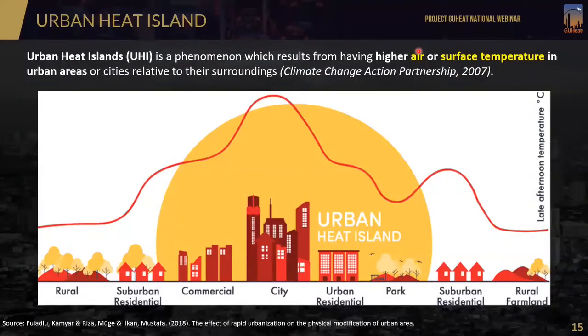So urban heat island is defined as a phenomenon which results from having higher air or surface temperature in urban areas or cities relative to their surroundings. You can see in this diagram, rural farmlands and rural areas would have relatively lower temperature, particularly in late afternoon temperature. But as we increase the density of built-up areas, because of the different geometries of these urban areas, some areas like the highly urbanized ones with tall structures and high density of areas will have very high temperature relative to their surroundings.